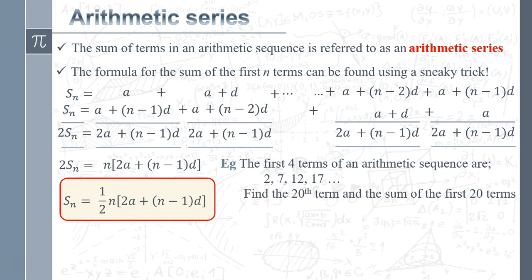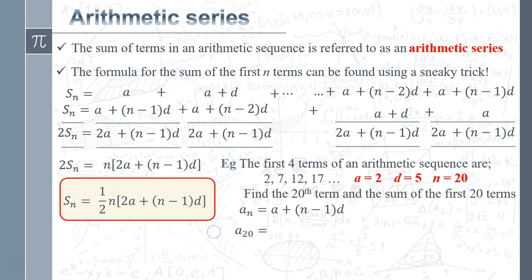So, here we go. The first 4 terms of an arithmetic sequence are 2, 7, 12, 17. Find the 20th term and the sum of the first 20 terms. So all this is a case of dead forward, just dropping numbers into our 2 formulae. So we've got a equals 2, we've got d equals 5, we've got n equals 20. There's our formula.